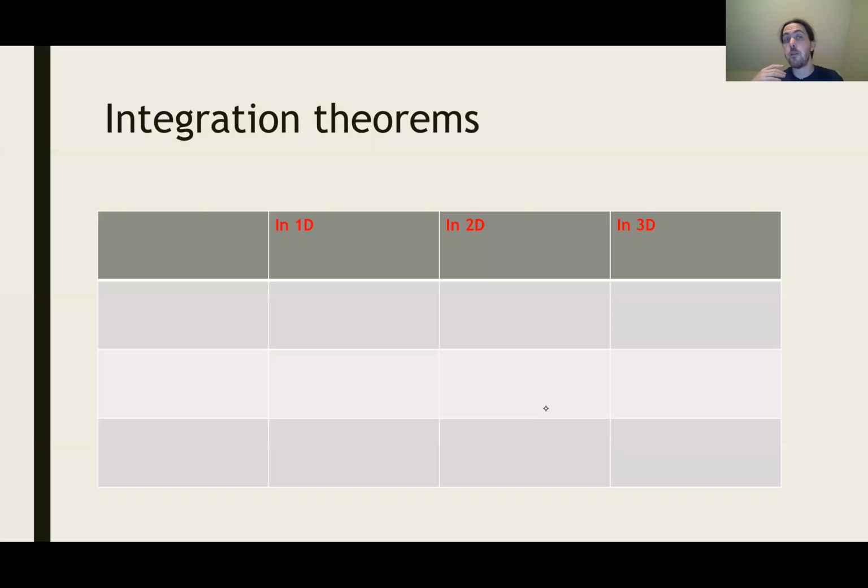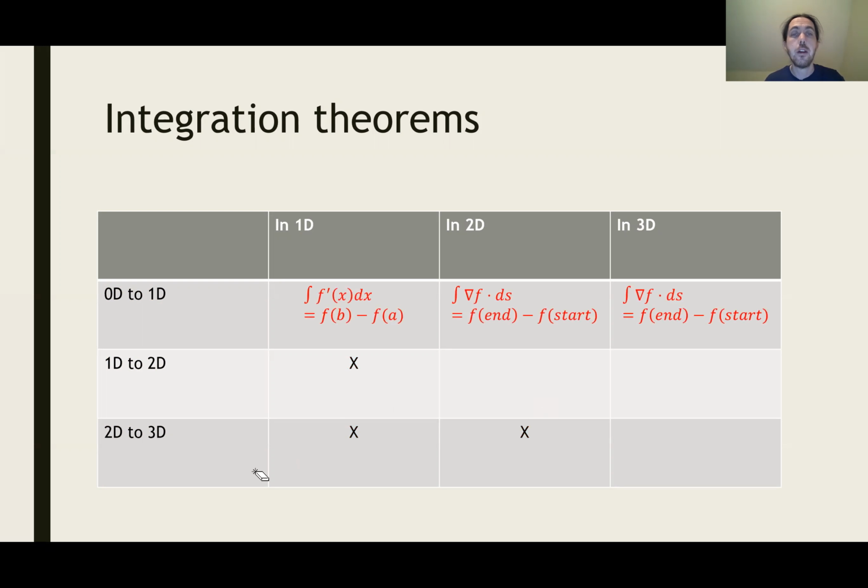We've got integration theorems in 1D and 2D and 3D, and some of them convert between points and curves, some of them convert between curves and surfaces, and some convert between surfaces and solids. And some of them don't make any sense. There's no two-dimensional regions in 1D and no three-dimensional regions inside 1D or 2D, so we can leave those out. The top row is basically the fundamental theorem of calculus.